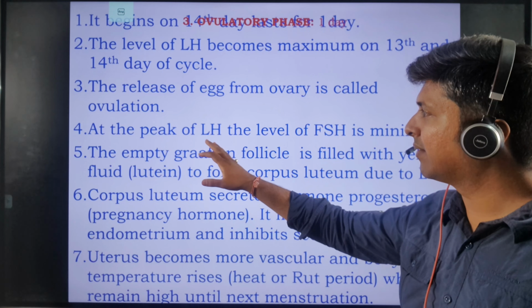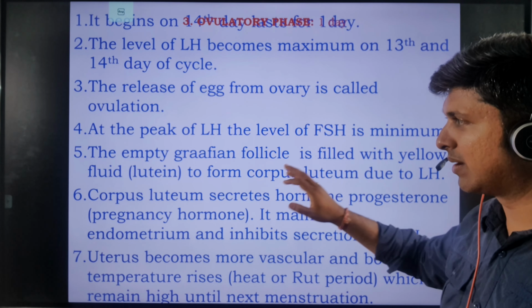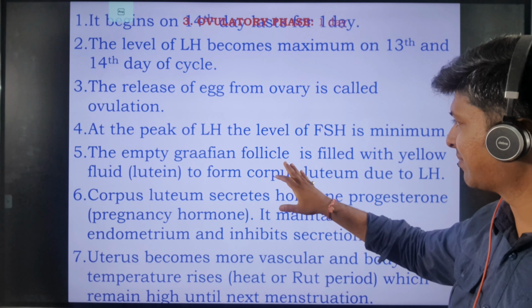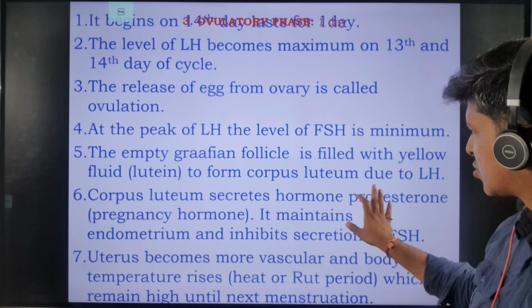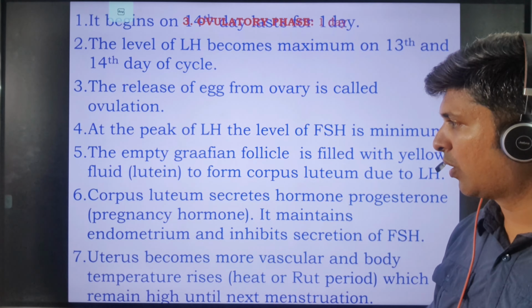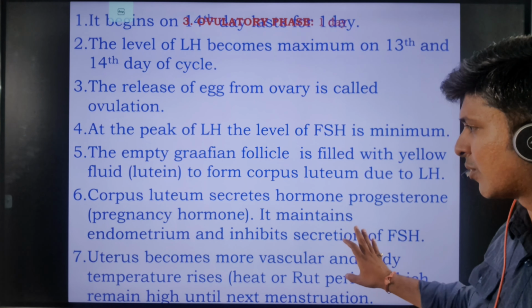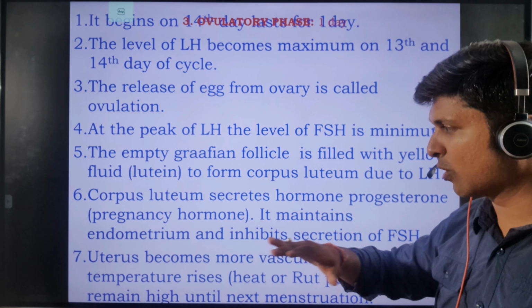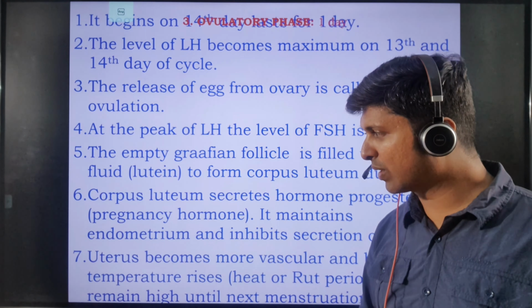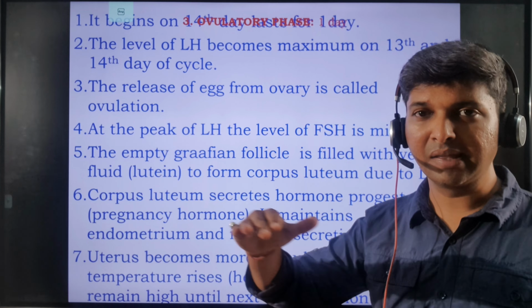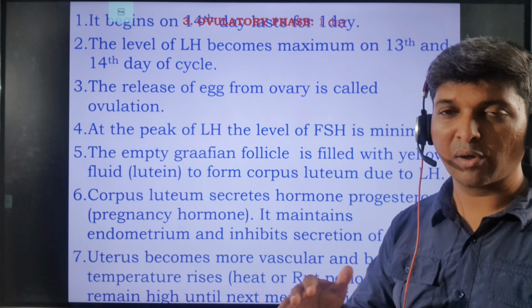At the peak of LH, the FSH is minimum, and the emptied graafian follicle is filled with yellow fluid, lutein, to form the corpus luteum due to LH. Now the corpus luteum secretes the hormone progesterone, which is also known as the pregnancy hormone. It maintains the thickness of the endometrium and maintains pregnancy. You can say if pregnancy does not occur, it will maintain the cycle. It will not allow the menstrual cycle to take place.